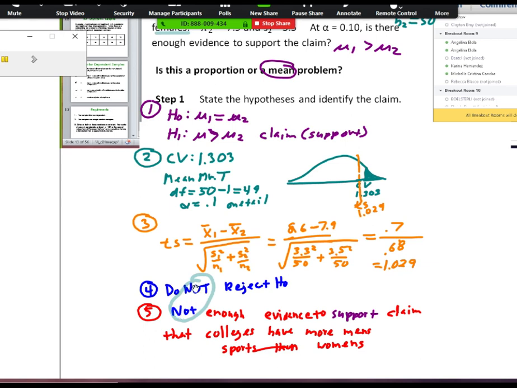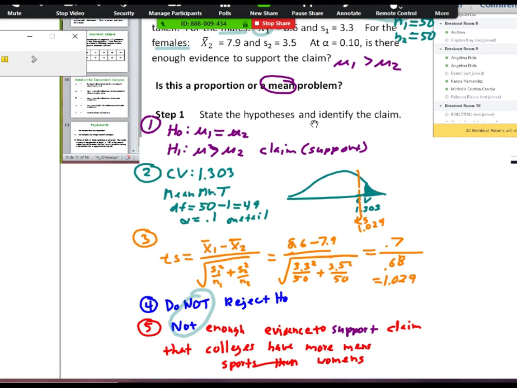Remember, 4 and 5 go together. If it's not here, it has to be not there. Either they're both nots, or they both are. So here they're both nots. So do not reject H0, not enough evidence. To support, because again, remember, when H1 is my claim, I use the word support here. Whenever H0 is my claim, I will use the word reject. So if H0 is my claim, I always use the word reject. If it's H1, I always use the word support in step 5.